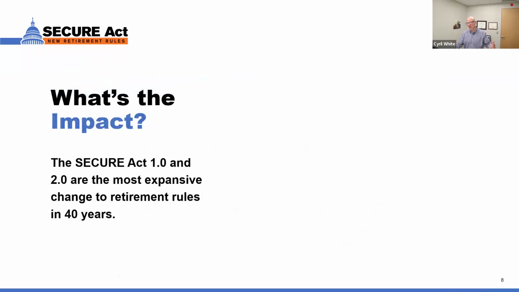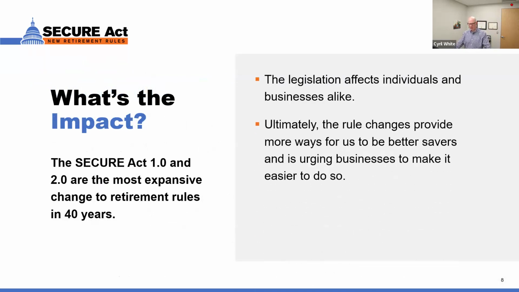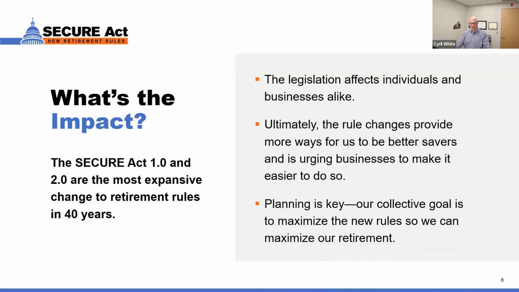As I mentioned, the challenge is it's a big law. It has over 100 provisions affecting individuals and businesses. It's the most sweeping, expansive change to retirement rules in 40 years. The rule changes provide more ways for us to be better savers, and is urging businesses to make it easier to do so as well. But again, planning is key, and it's important to maximize the new rules so we can maximize your retirement.